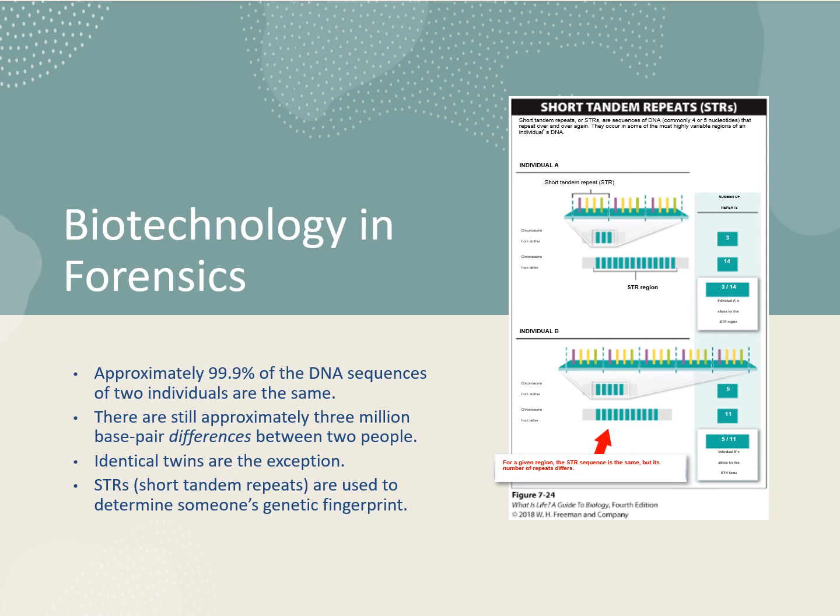So a little bit about biotechnology in forensics. Approximately 99.9% of the DNA sequences of 2 individuals are the same, but that still means that there are approximately 3 million base pair differences between 2 people. The exception is identical twins, which are as close to identical as you can possibly get while still having just a few differences between them. And then we have this term STRs, which are short tandem repeats that are used to determine someone's genetic fingerprint, to get a little bit more specific.